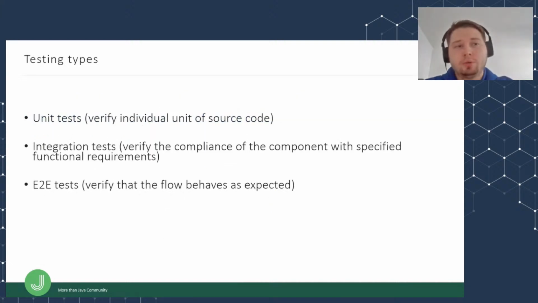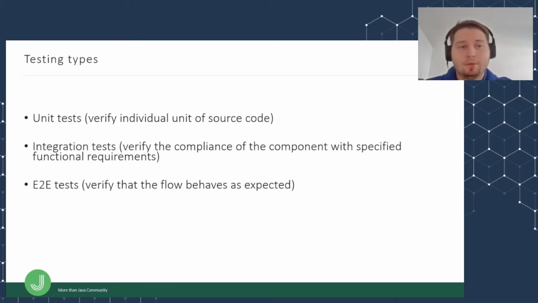Today, I want to talk about 3 basic types of functional tests. First of all, let's talk about unit tests. Unit tests verify an individual piece of source code. Since we are talking about Java, it can be a class, it can be a method inside the class, and your unit test should verify that the class behaves as expected.